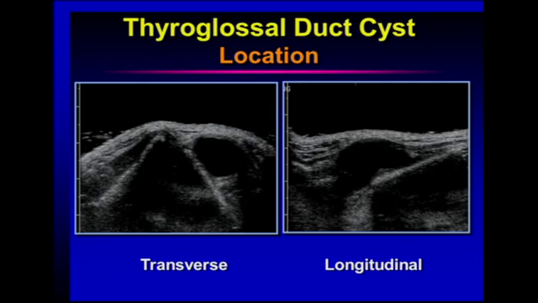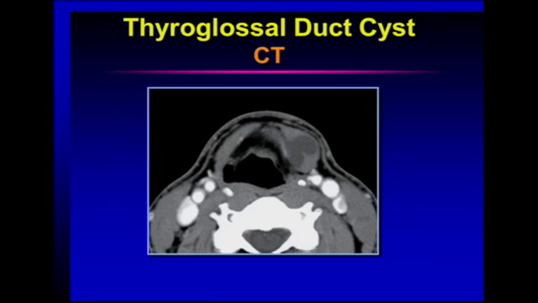Sonographic images, transverse and longitudinal, show these typically as a cystic mass in the upper mid-neck. On the transverse view, it's displaced slightly to the side because of the convexity of the thyroid cartilage. The corresponding CT scan shows the cystic mass buried within the anterior strap muscles, which is a characteristic appearance on the CT scan.